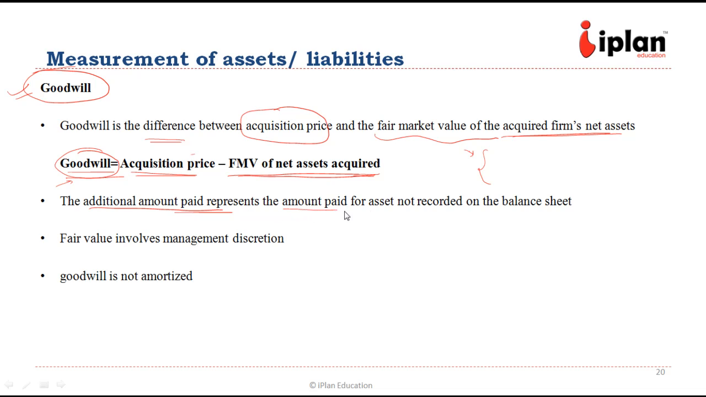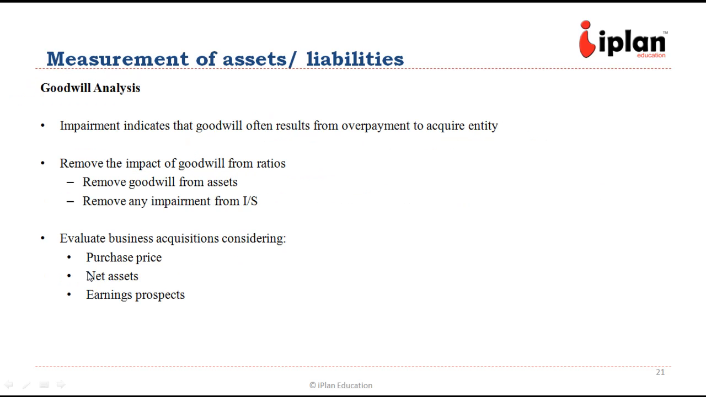So the additional amount which has been paid represents the amount paid for the asset which is not recorded on the balance sheet, which is categorized as goodwill. As we have seen, it involves management discretion. Since the management is paying much more than the net fair value of the assets, that depends on the synergy or increased future cash flows which are expected by the management, and that is why we cannot amortize goodwill. Though it can be checked for impairment, it cannot be amortized.